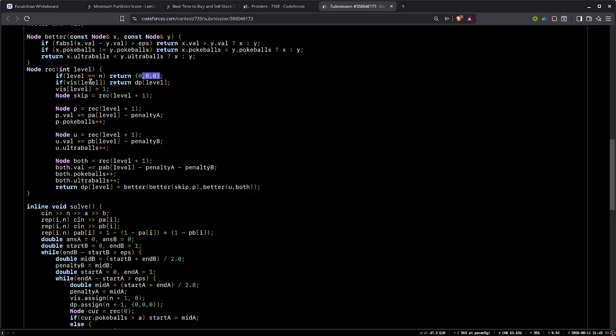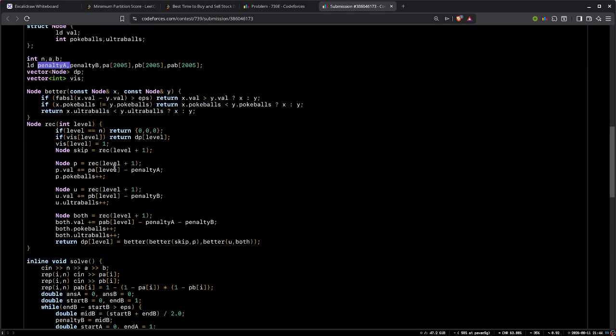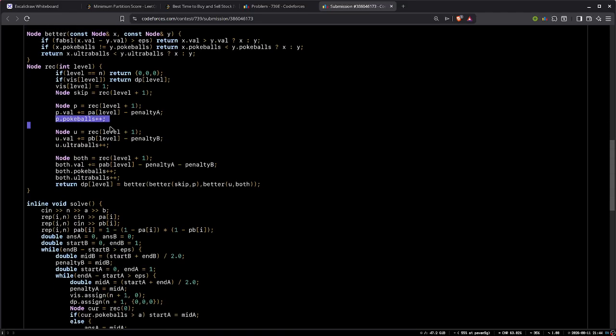This is the final level, and we have possibilities like skip, and we have node P, which is only pokeballs. So when you're throwing only pokeballs, the probability of that pokeball would get added. And penalty A is the penalty for the pokeball. I would remove it from this, and pokeballs count plus.